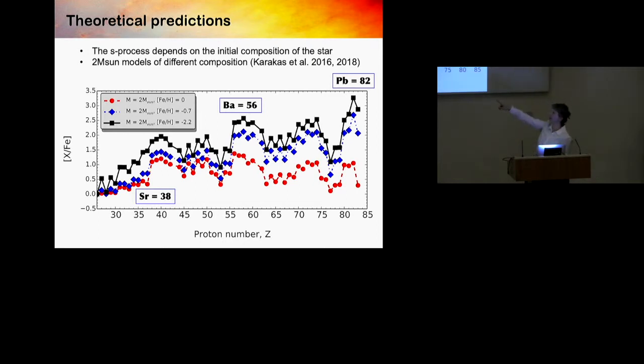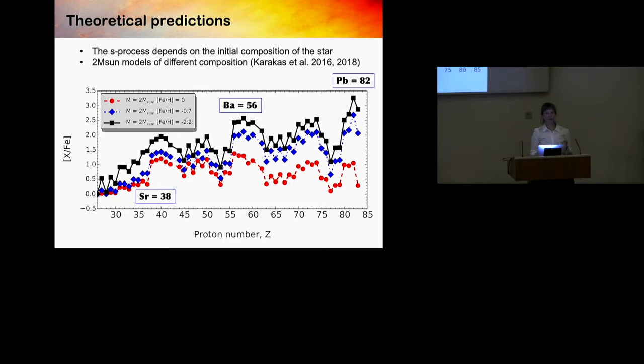Now you can see I've highlighted the peaks of strontium, closed neutron shell; barium, closed neutron shell; and lead-208, which also is closed neutron shell. And you see there are peaks there for all of them. You also notice if you go from the solar metallicity red, which are the filled circles, through to the metal-poor calculation, which is the black squares, you can see that the distribution shifts.